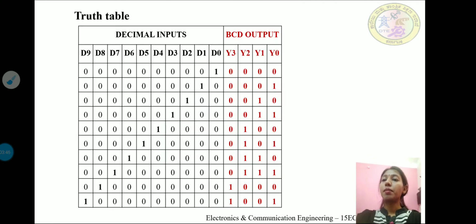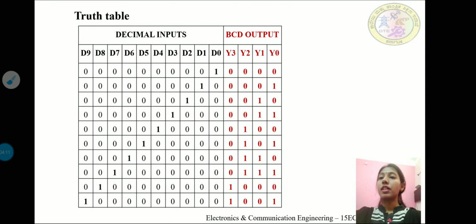We'll see the truth table of the decimal to BCD encoder. The 10 decimal digits from 0 to 9 are represented as D0, D1, D2, D3, D4, D5, D6, D7, D8 and D9, and the BCD output is represented as Y0, Y1, Y2, Y3. Y0 is the LSB and Y3 is the MSB.